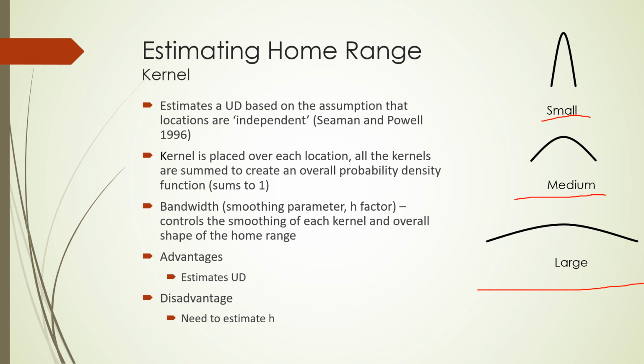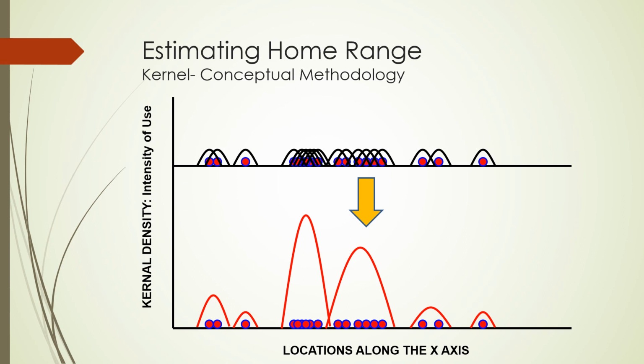The advantage is that it's estimating a utilization distribution. It doesn't have the assumptions of parametric distribution like the estimator we just looked at. The disadvantage is now you have this other parameter H that you have to estimate, and the look of the home range can vary a lot depending on that smoothing parameter that you use. And so this is what changes in the smoothing parameter can do.